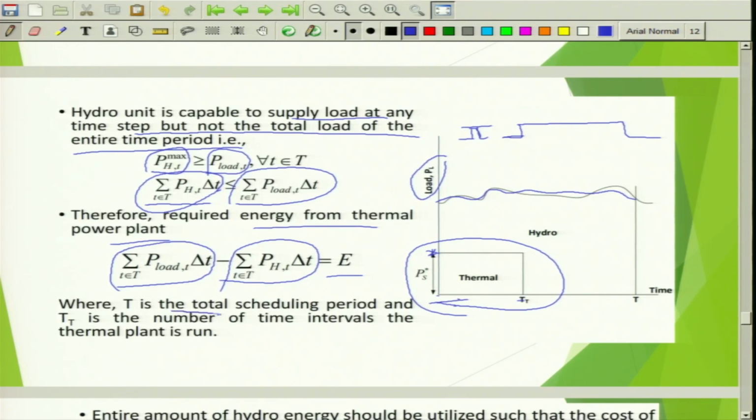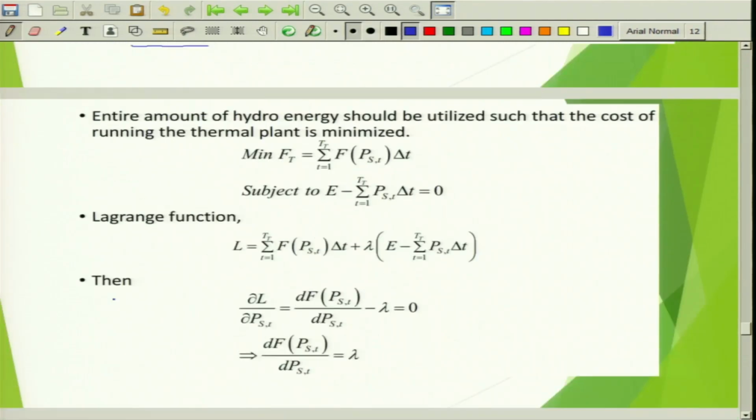where T is the total scheduling period, this I have already told, and TT is the number of time intervals the thermal plant is run. Now the entire amount of hydro energy should be utilized such that the cost of running the thermal plant is minimized. This is the objective. So that is the minimum fuel cost from t equal to 1 to TT. It is not the total time, it is the time of operation of the thermal power plant itself. The fuel cost of the specific power generation into the time, that means the total energy cost, should be minimized, subject to the constraint.